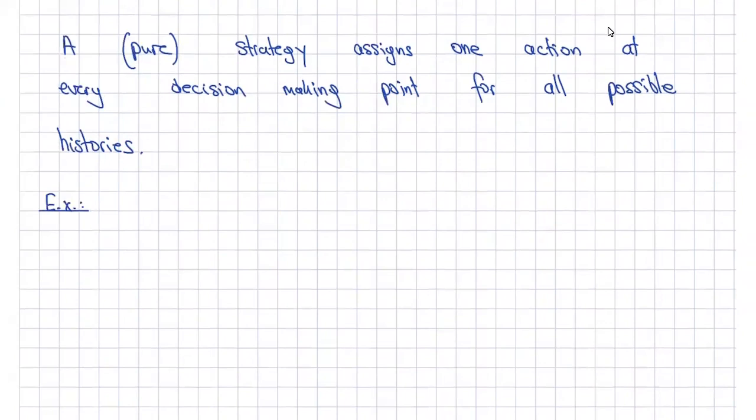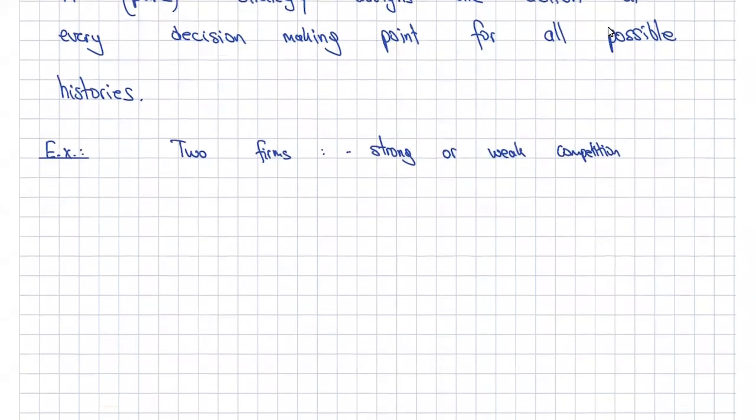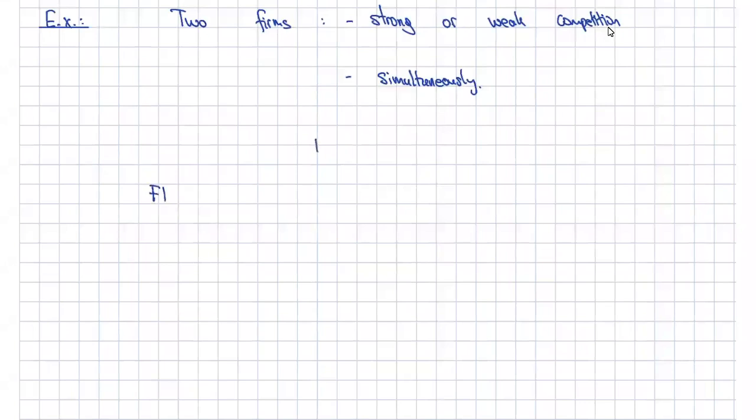Let's say that we have two firms, and they can decide to have strong or weak competition. And let's say that both firms decide simultaneously, so at the same time. Well, this kind of game can be represented as, firm 1, this is a normal form game, firm 2, let's say strong versus weak, and I can make some payoffs.